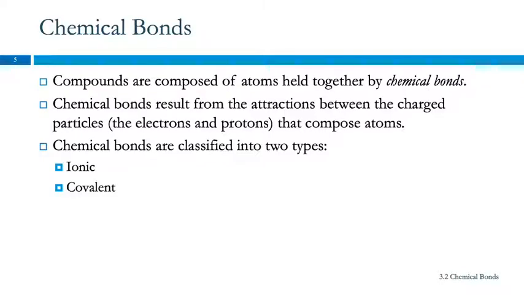So compounds are composed of atoms that are held together. What's holding them together? It's the chemical bonds. Chemical bonds come from the attractions between charged particles. We learned that there are electrons with negative charges and protons with positive charges in atoms. So a chemical bond results from the attractions of these charged particles. And we can break chemical bonds into two broad categories, ionic and covalent.